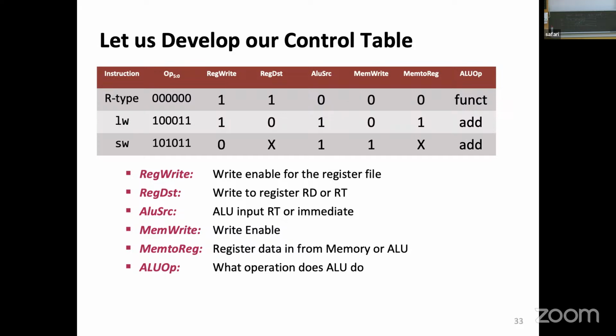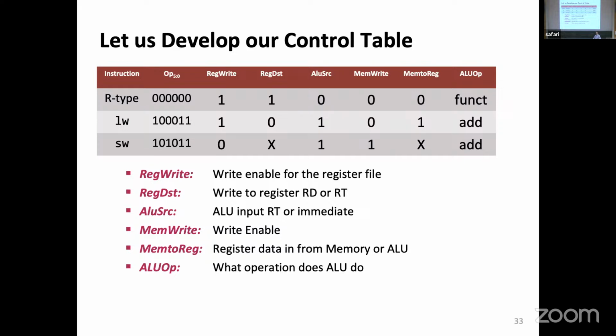Okay. The store word now is again a different instruction. And you can see, for example, in a store word, I'm writing to the memory. So the memory is enabled. I am not writing to the register. Since I'm not writing to the register, I don't care where this input comes from. I'm not writing to it. Whatever makes life easier for you.